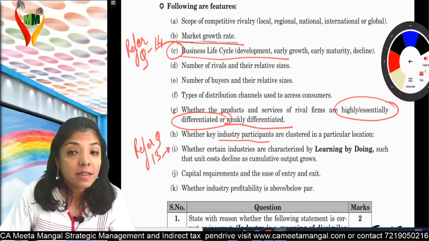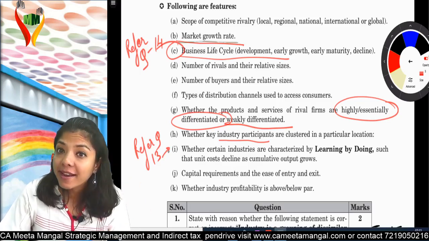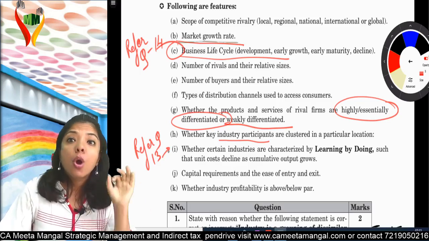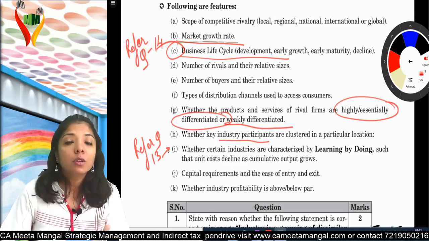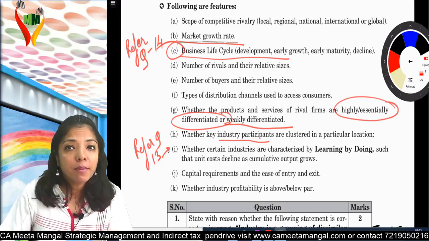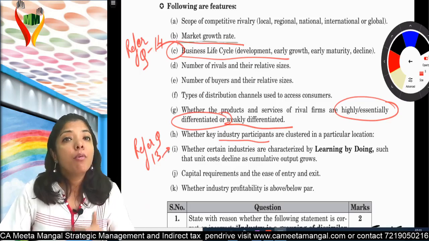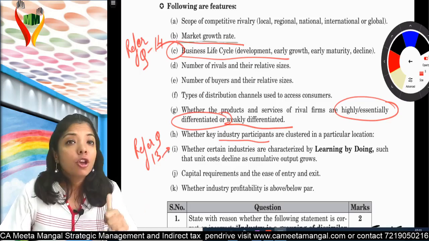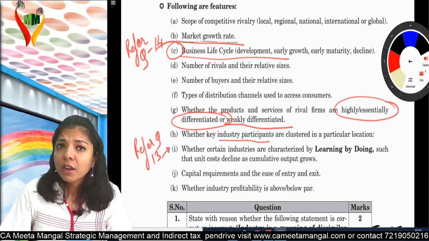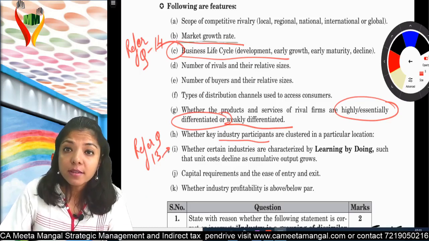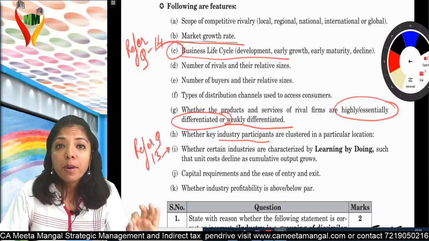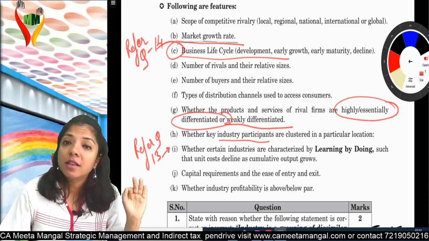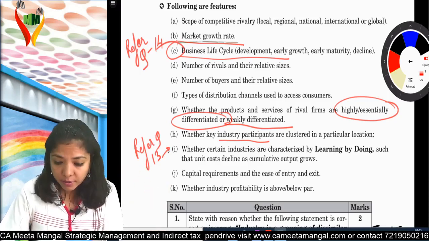Your experience increases, your efficiency increases, and what comes down? Cost per unit comes down. Am I clear? So what is learning curve? Learning by doing means the more you do, the more you learn. The more you learn, your efficiency increases, waste decreases, and cost per unit will come down. This is called as experience curve.